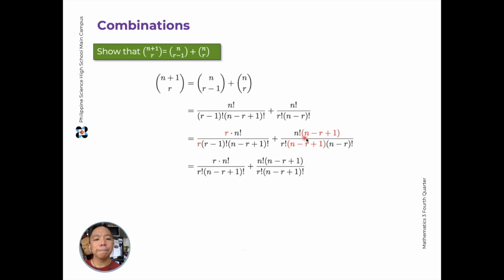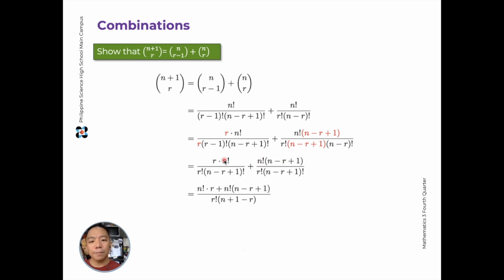Ito naman tayo titingin. No change sa numerator, but sa denominator, we make the observation that n minus r factorial, yung next number na mas malaki sa kanya ay n minus r plus 1. So these two factors, pwede natin i-compress into n minus r plus 1 factorial. So now, pareho na yung denominators natin. Pwede na natin i-add yung numerators.